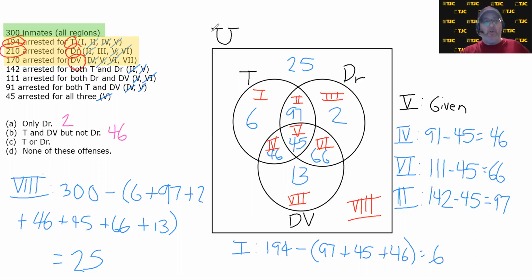We're on part C. How many arrested for theft or drug offenses, or possibly both, I believe it said. But that says or. Does or mean intersection or union? Or means union. So the union of the T and the DR circles. That would be here.